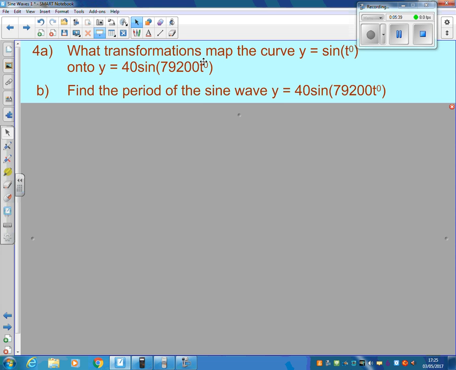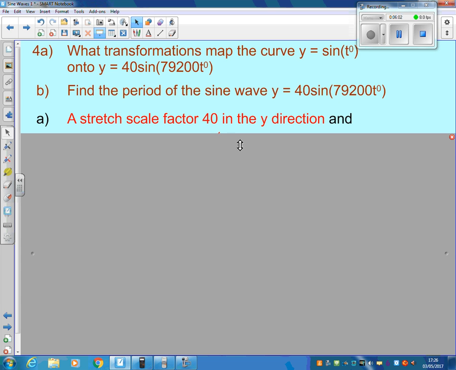Question 4. What transformations map the curve y equals sine t degrees onto y equals 40 sine 79,200 t degrees? And then we've got to follow on by finding the period of the sine wave. So let's do the first bit, the transformation.